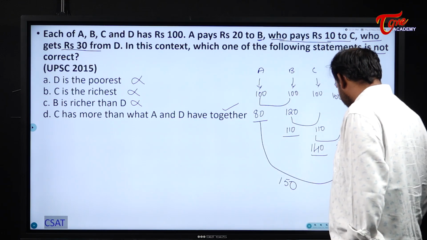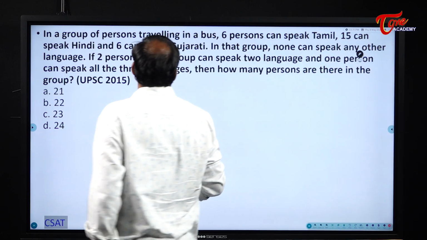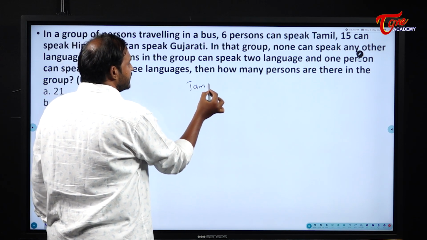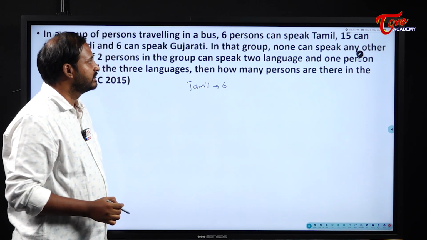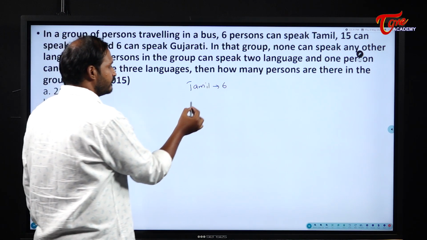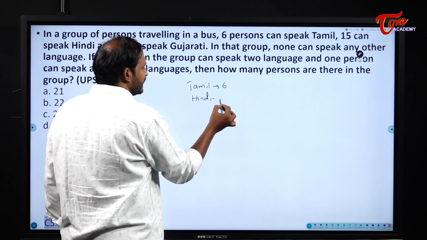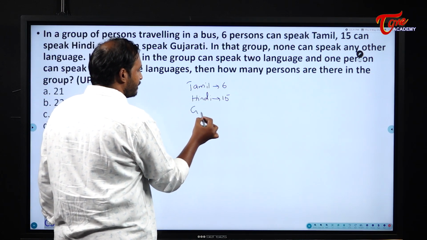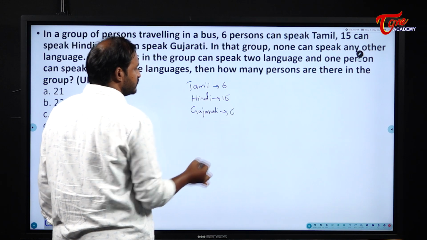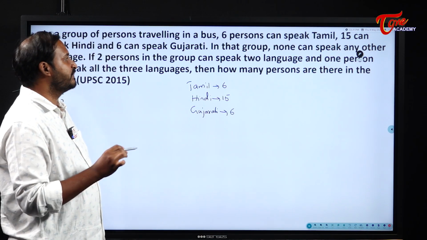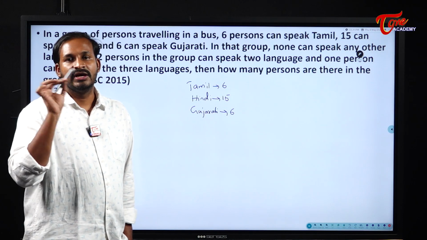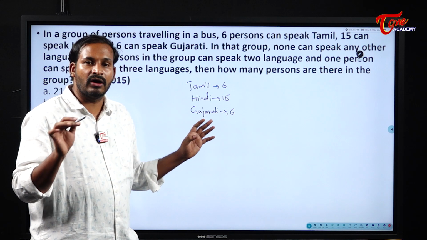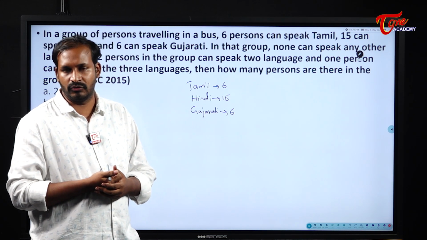Next one. In a group of persons traveling in a bus, 6 persons speak Tamil. Tamil speaking people are how many in number? 6. Next, 15 can speak Hindi. Hindi speaking people are 15 in number. And 6 can speak Gujarati. In that group, none can speak any other language. That means definitely in that group, they should speak any one of these three, or he can speak multiple languages also, no problem.